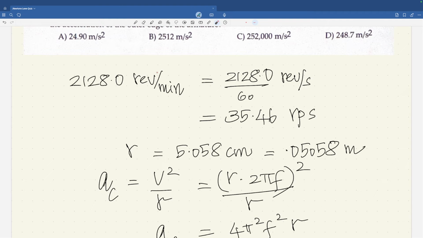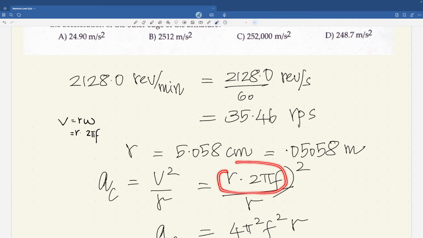I've not written that, but writing it with this mouse will be tough. Velocity is r times omega. Omega is angular velocity, but omega is also 2 pi times frequency. Why? Because for each rotation, the angle is 2 pi radians, isn't it? 360 degrees, 2 pi radians. Makes sense? So r times 2 pi f. So that's what I have substituted there.